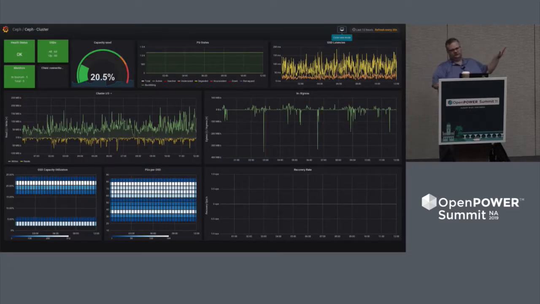This is a dashboard we use on Ceph to kind of see what's going on. So we can see how much cluster I/O is happening. We can see the latencies of the various hard drives, and we can also see the capacity and how everything is going. So it's really helpful for diagnosing issues. There's a lot more graphs that we have in there that I can't show you, but there's quite a bit of stuff.